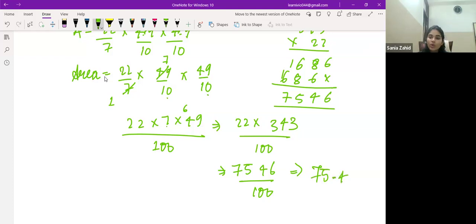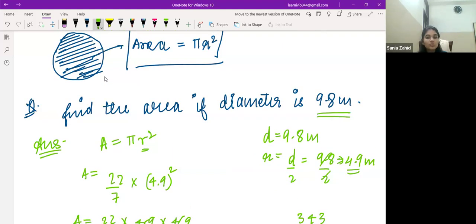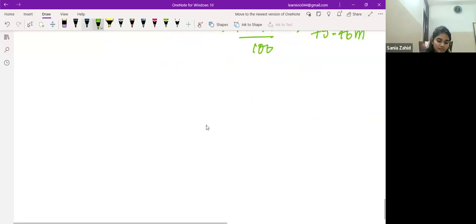75.46. And what will be the unit? Meter square, because the radius and diameter are given to you in meters. So the answer is in meter square. Whenever you are finding the area, always put a square. Next question.